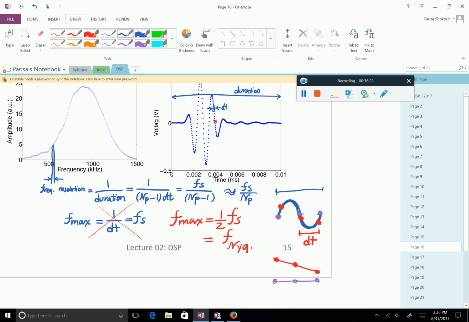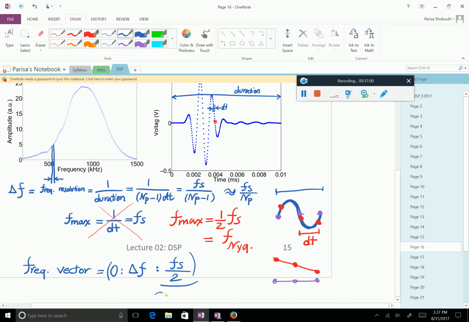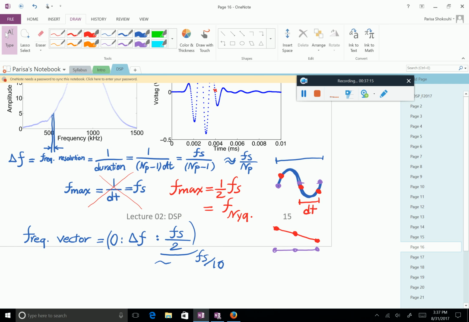So let's agree that we now know how to reconstruct the frequency vector. The frequency vector you can start from zero. You go in steps of delta F, which I've called here my frequency resolution. And theoretically we go all the way to Fs over 2. But remember that in practice, you are more talking about Fs over 10. You are not going to be able to use a lot of the higher frequency content. It will be very inaccurate. Just remember these little demonstrations here.